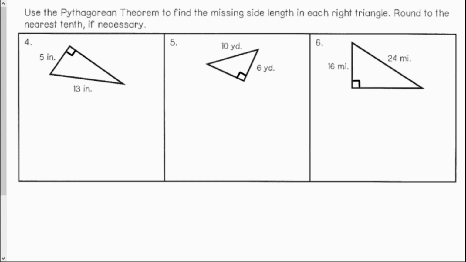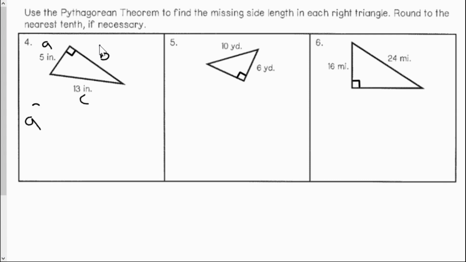Now, looking at 4, 5, and 6, I'm given a side length as well as the hypotenuse, so I'm trying to find a missing side length. Looking at number 4, I have a side length of 5 inches and a hypotenuse length of 13 inches. So I'm trying to find my missing side length. Let's call that B. So 5 inches would be A and 13 inches would be C.